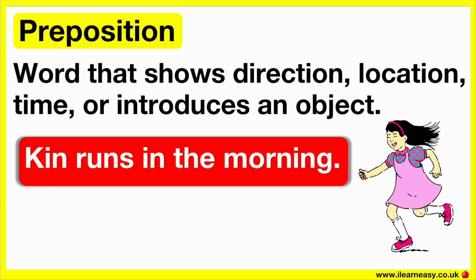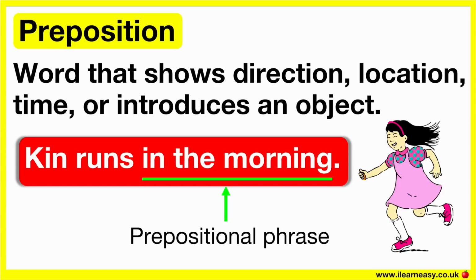Prepositional phrases modify or describe nouns, pronouns, verbs, adverbs, and adjectives. They tell us about the relationship between their object and the word they modify or describe. In this example, the prepositional phrase is in the morning, and it modifies the verb runs. So it tells us when Kim runs.